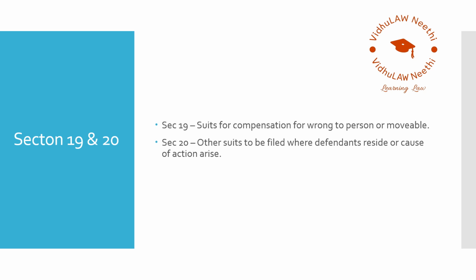Section 19: suits for compensation for wrong to the person or movable property. Where a suit is for compensation for wrong done to the person or movable property, if the wrong was done within the local limits of the jurisdiction of one court and the defendant resides, carries on business or personally works for gain within the local limits of the jurisdiction of another court, the suit may be instituted at the option of the plaintiff in either of the said courts.